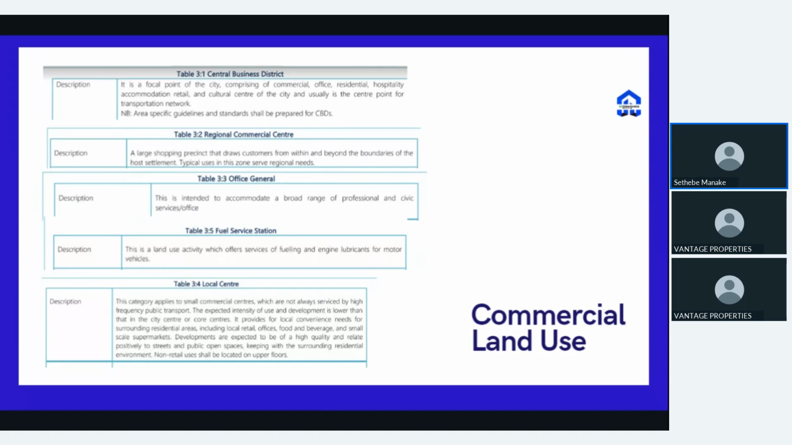So those are things that you need to know. What are the things that make it a regional commercial center, and what are the purposes? What are the things that I can build on there, or how can we use them?